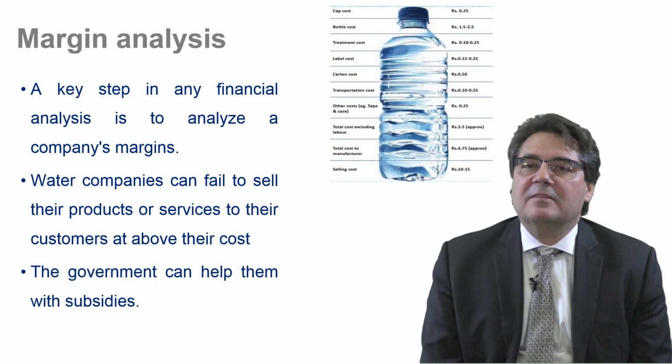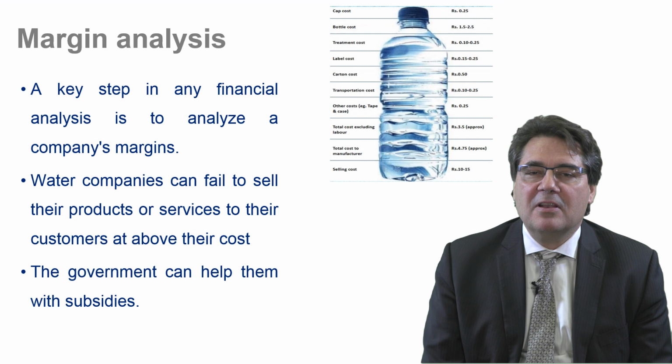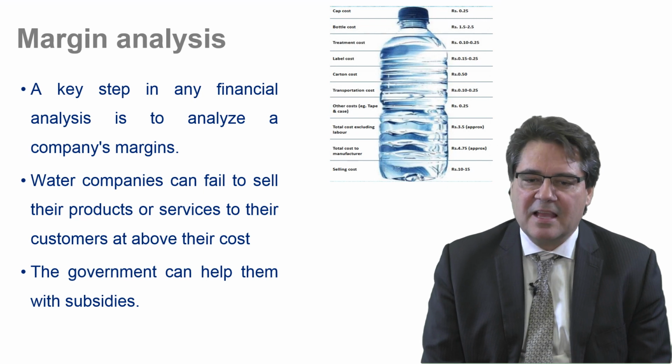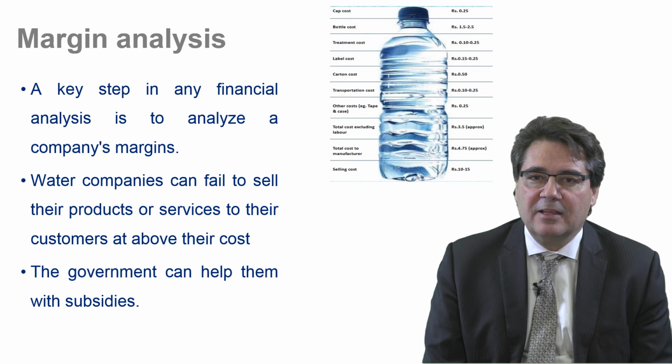Margin analysis is a key step in any financial analysis of a water company. The assessment of a company's margin and benchmarking to its competitors within the same industry tells a lot about its strategic position. Nevertheless, in some countries, it is common that the national water operator has a monopoly which, in turn, limits the shaping of profit margin analysis over the growth of a single company in terms of sales, costs, and profit over a period of time. It is also common that water companies fail to sell their products or services to their customers at above their cost. The government can therefore help them with subsidies.